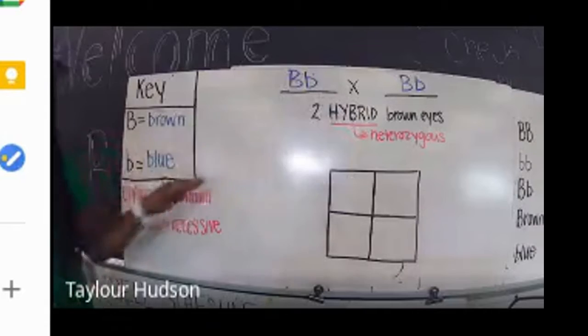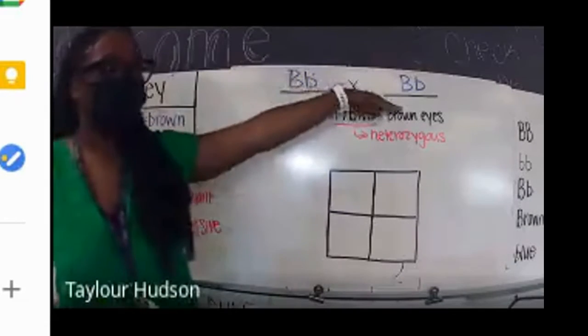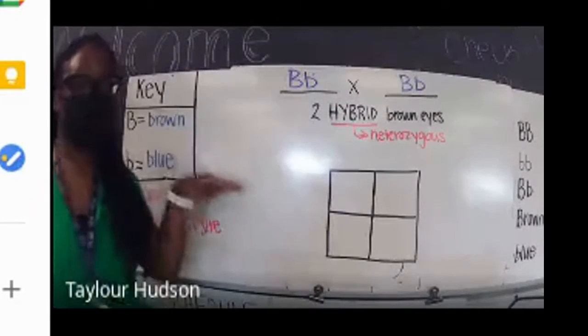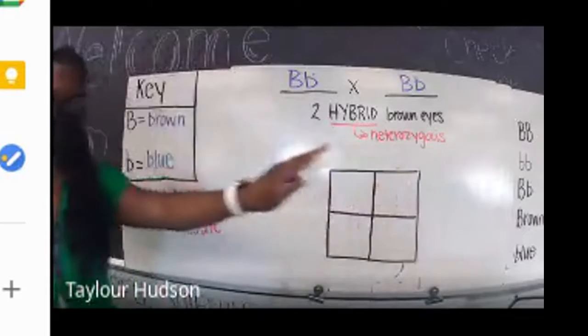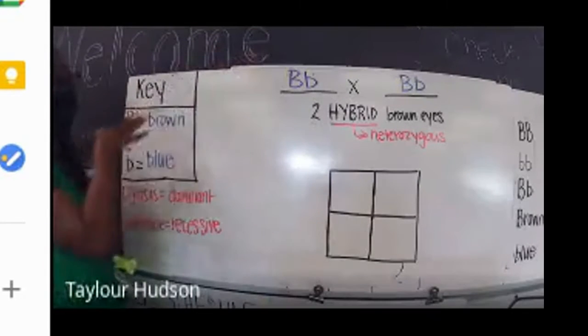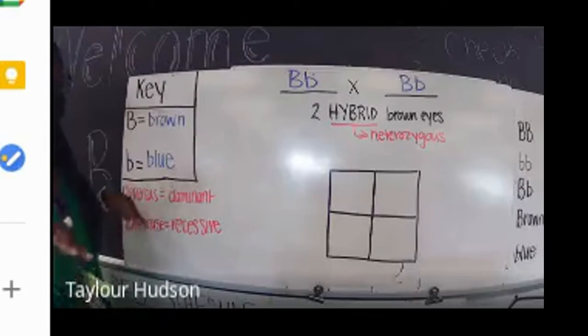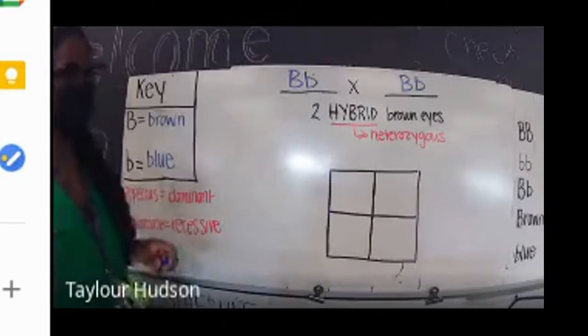This is actually the most important part: making your key and setting up your parents' cross. Because if this is wrong, everything else will be wrong. So this is the part you want to make sure you're doing right, this setup. Okay, now what's the fun part? We get to fill in our Punnett squares.